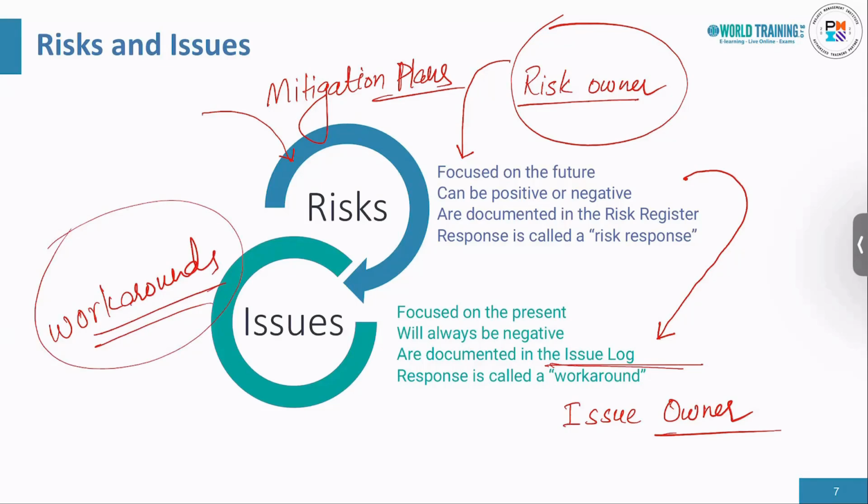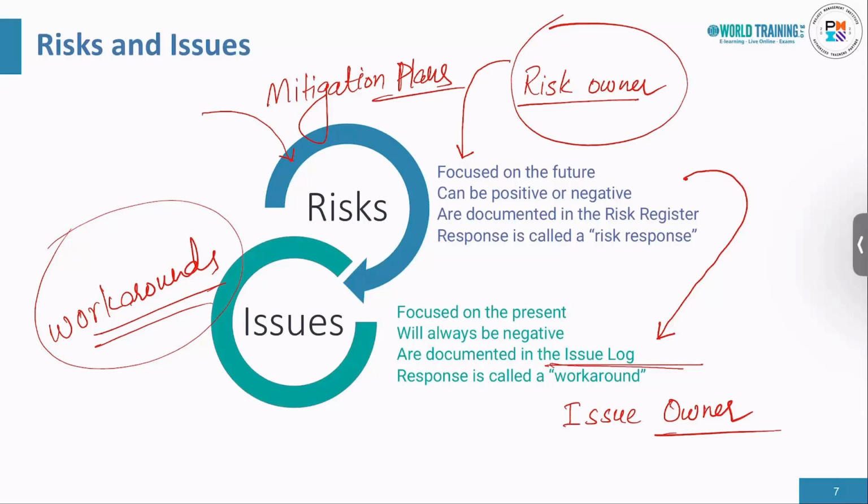There is no such thing as mitigating an issue. Rather, issues are resolved. Mitigation plans are all about reducing the impact or probability of a risk event. For issues, we need an action plan that has action items listed in priority.